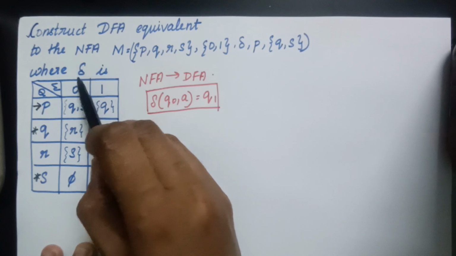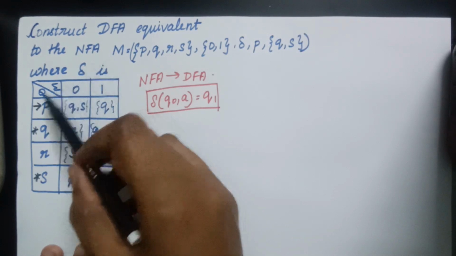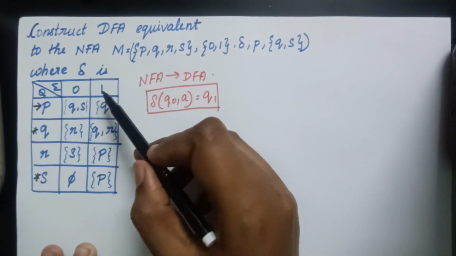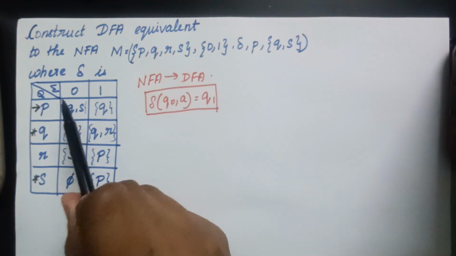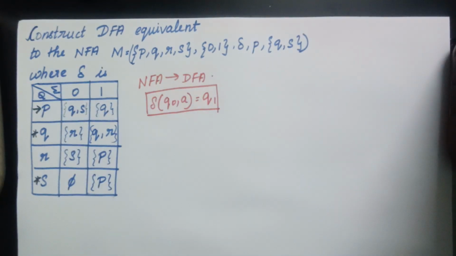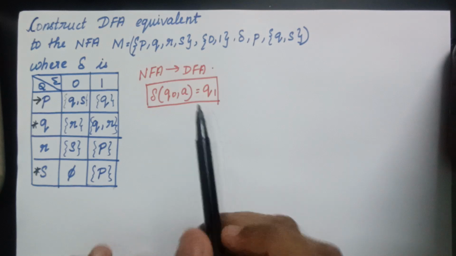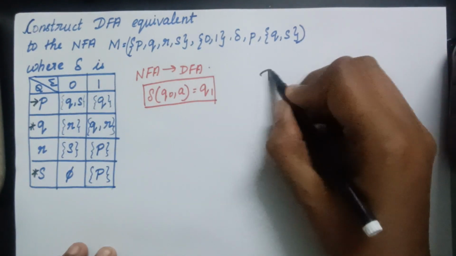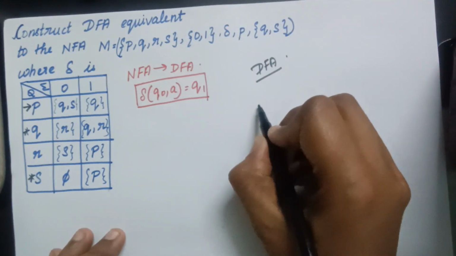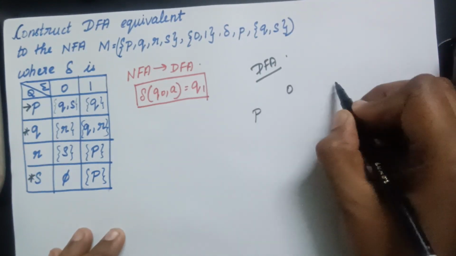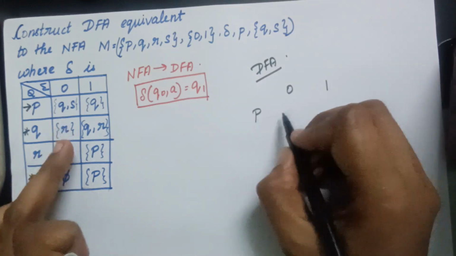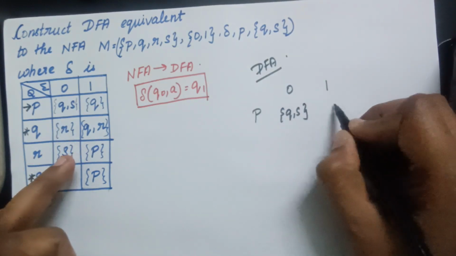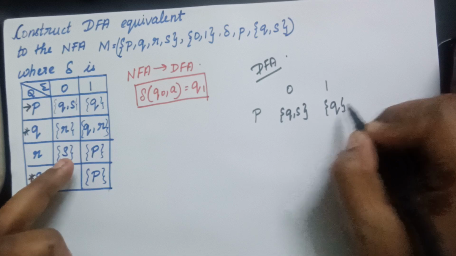Okay, and delta is also given to us. Delta is the transition table. The transition table is given to us. So now using this NFA transition table, I'm going to construct the DFA transition table using our direct method. So what do we do? We first take the initial state of NFA, that is the first row. So for DFA, P for both the input characters 0 and 1. So for P we have Q comma S and Q. So the first state is done.